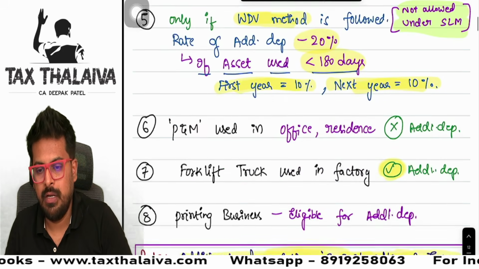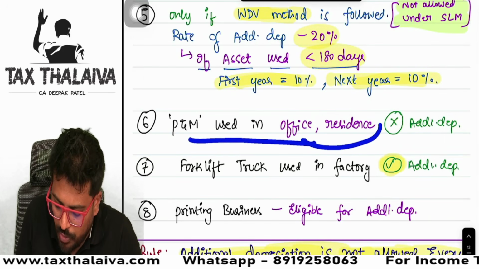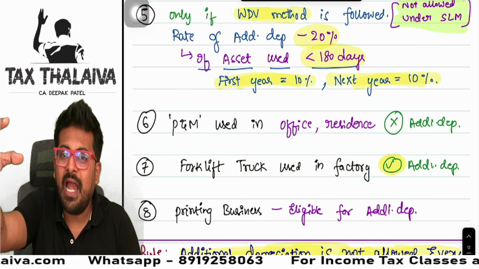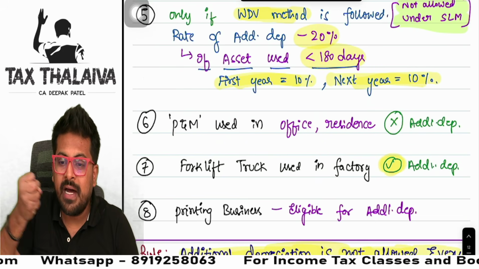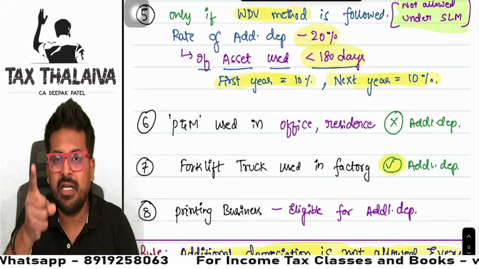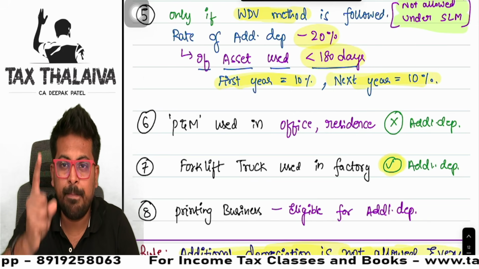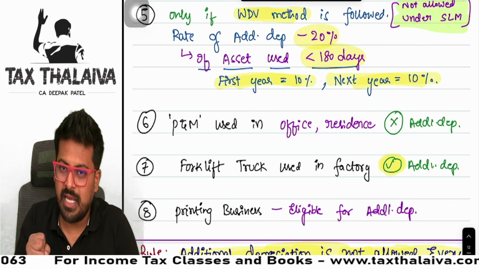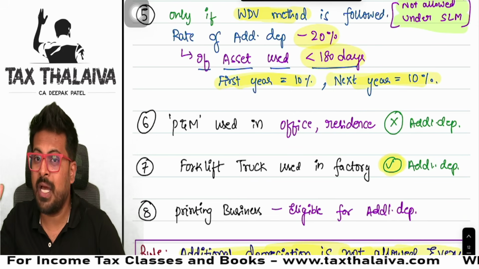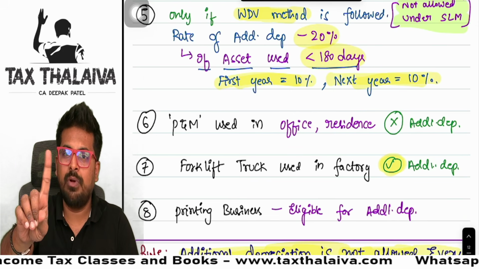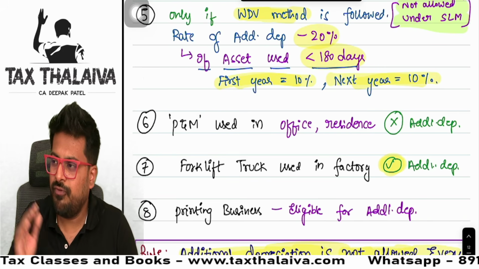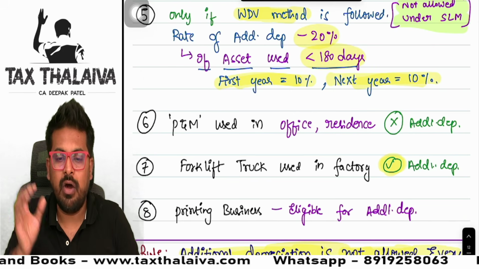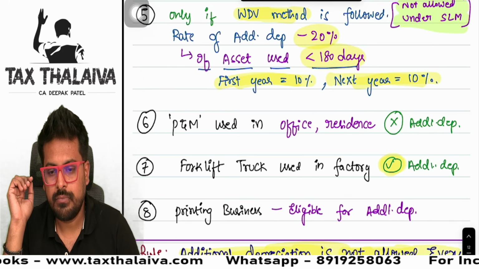Got it? Next. Plant and machinery used in office or residence is not eligible for additional depreciation. Means the plant and machinery whichever you purchased, you should use that plant and machinery for manufacturing purpose only. If the plant and machinery which you purchased is used for other than manufacturing purpose, you are not eligible for additional depreciation. If you use that in office or residence purpose, then it is not eligible for depreciation.